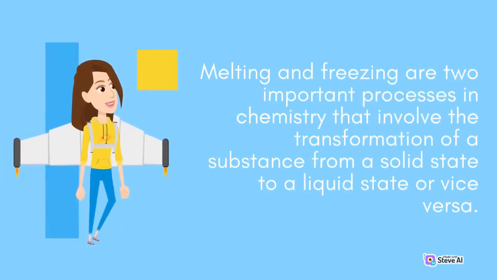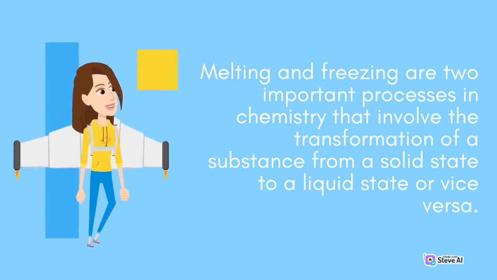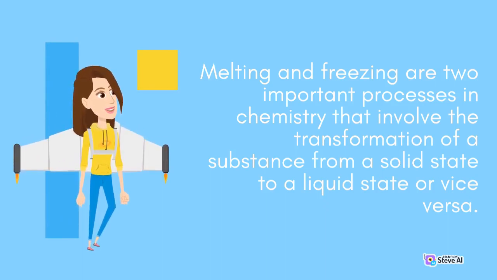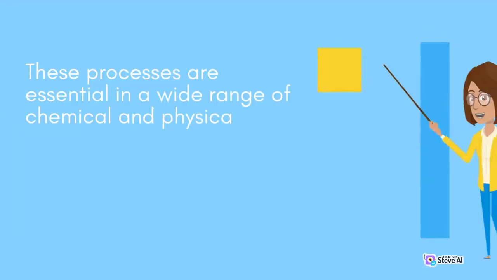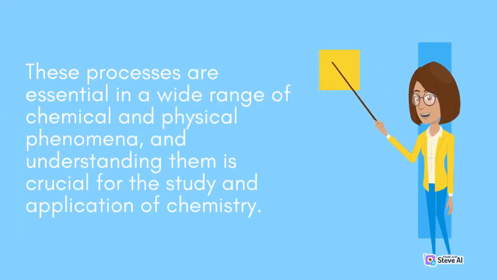Melting and freezing are two important processes in chemistry that involve the transformation of a substance from a solid state to a liquid state or vice versa. These processes are essential in a wide range of chemical and physical phenomena, and understanding them is crucial for the study and application of chemistry.